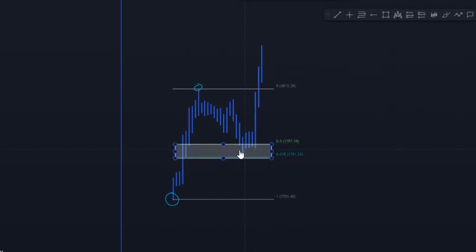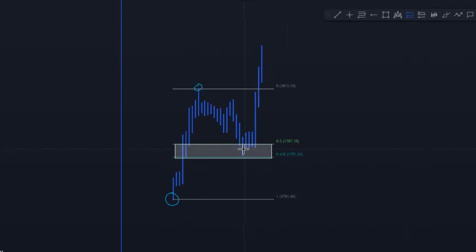This is where we are looking to see rejections. So if we see a rejection in this zone, that's how we are going to be capitalizing on the next move, because that gives us an indication that the correction has now reached the end. We are now looking to move into the impulsive phase.